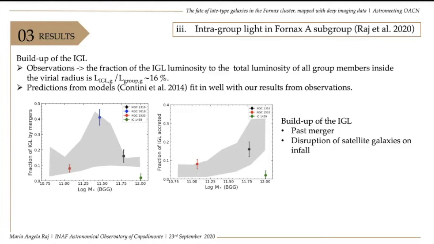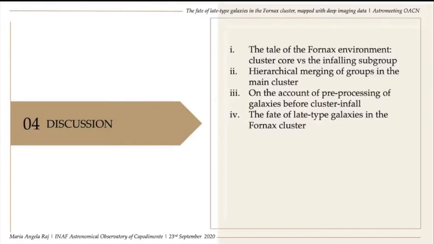And now that we have our results together, we can answer the key open questions I asked earlier. I'll do this in 4 parts. I'll first talk about the difference between the cluster core environment and the infalling group, then the hierarchical merging of groups in the main cluster, then pre-processing, and finally predict the fate of late-type galaxies in the Fornax cluster.